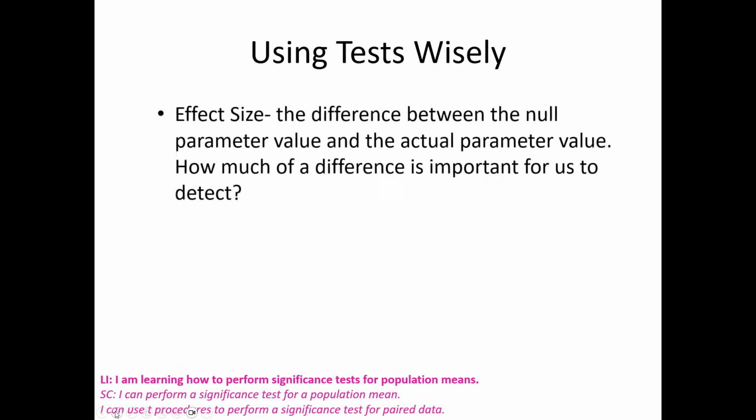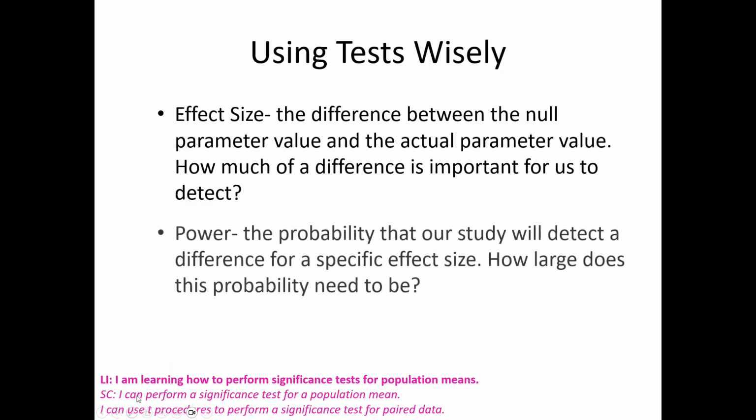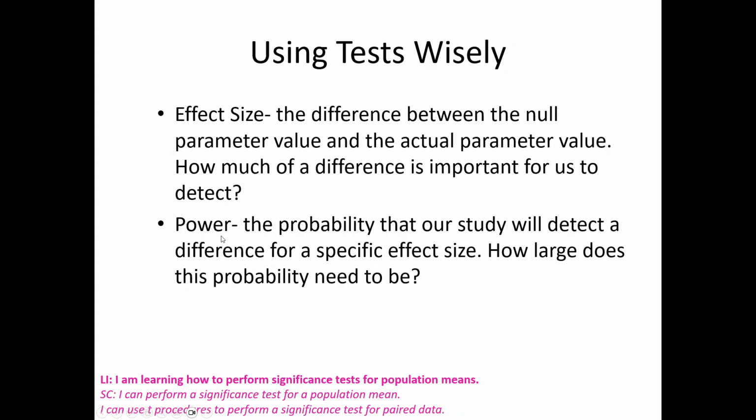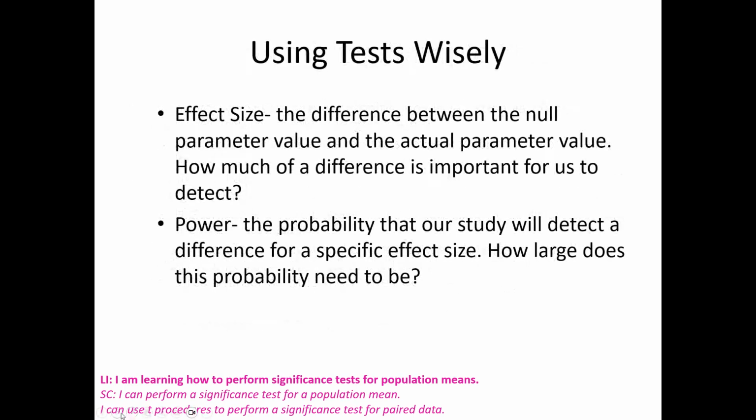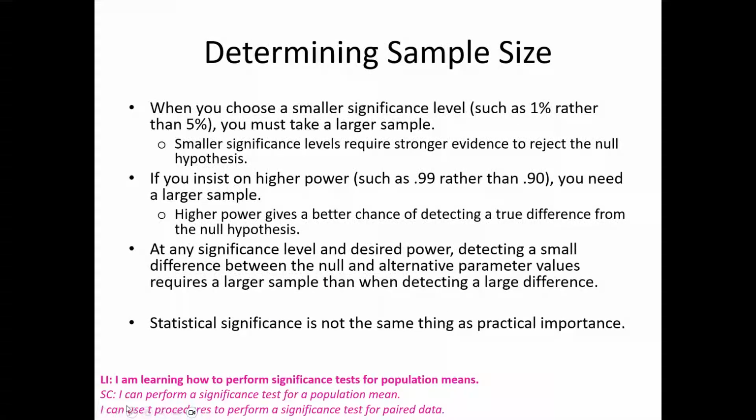Effect size, the difference between the null parameter value and the actual parameter value, is called the effect size, how different those are. And how much difference is important for us to detect, that depends. The power, going back to power, is the probability that our study will detect a difference for a specific effect size. So how large does this probability need to be? That changes depending on our situation. Don't stress too much about that last part.